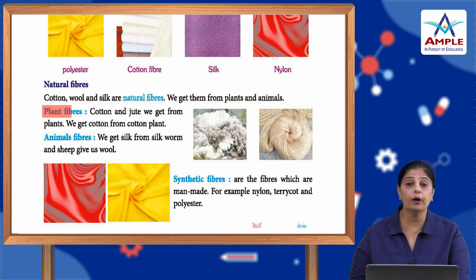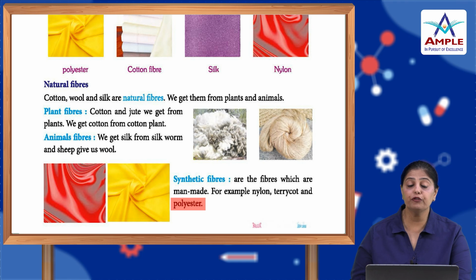Now let's talk about plant fiber first. Cotton and jute we get from plants. We get cotton from the cotton plant. Now animal fibers: we get silk from silkworms and sheep give us wool. Now let us talk about synthetic fibers. What are these synthetic fibers? They are the fibers which are man-made. For example, nylon, terrycot and polyester. So, these are man-made fibers.